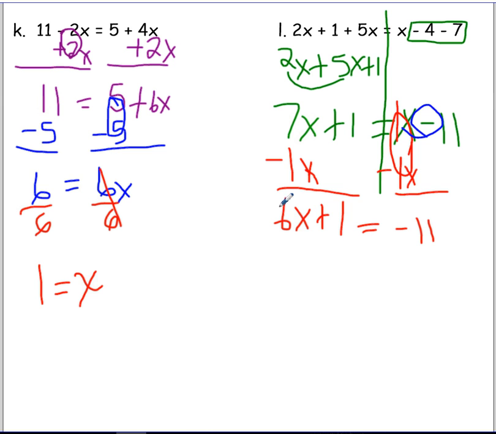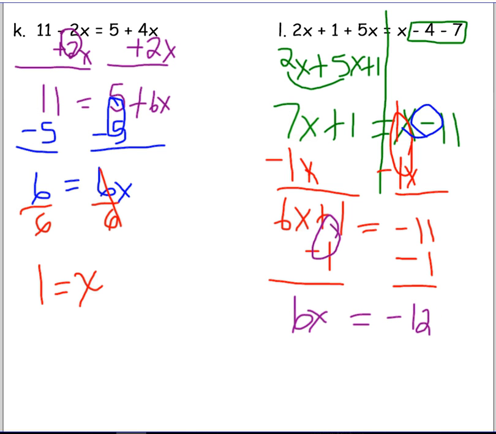Now that we have our x's on the left, our constants need to go right, so our plus 1 needs to be moved. So let's change it to minus 1, so we'll zero it out. And minus 1 also goes on the other side of our equal sign. And now that we've done that, we can simplify again. Our 6x gets brought down. 1 minus 1 is 0. And we have negative 11, subtracting 1 more. So we'll get negative 12.